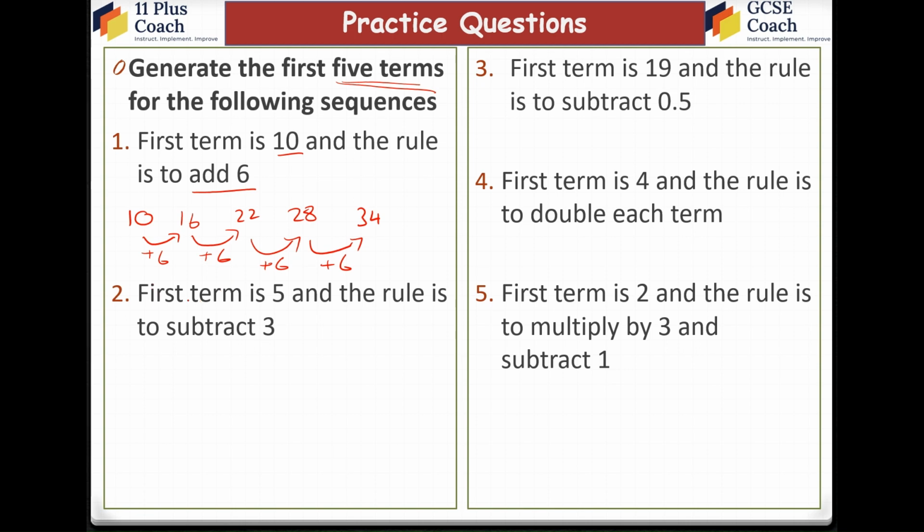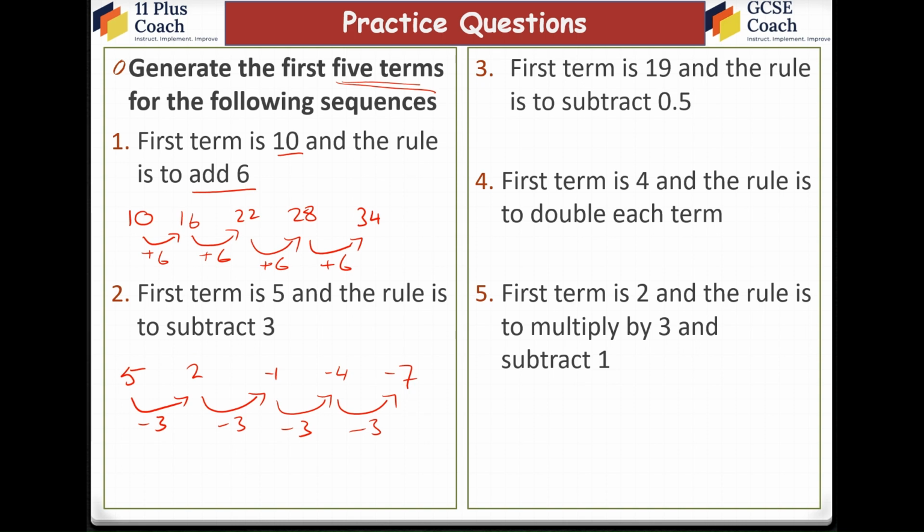The next question, first term is 5 and the rule is to subtract 3. So I know my first term is 5. I can write that straight away here. Rule is to subtract 3. So 5 take away 3 would give me 2. Carry on the rule. Take away 3 would give me negative 1. Carry it on. Take away 3. Minus 1 take away 3 is negative 4. And carry on one more time. Minus 4 take away 3 is negative 7. So these are the first 5 terms in this sequence. This sequence is going down in steps of 3.